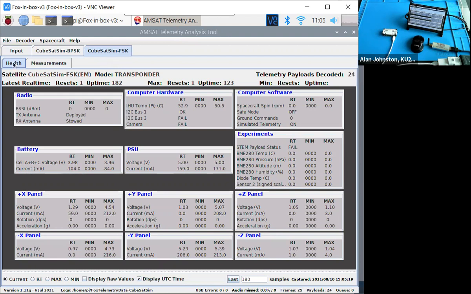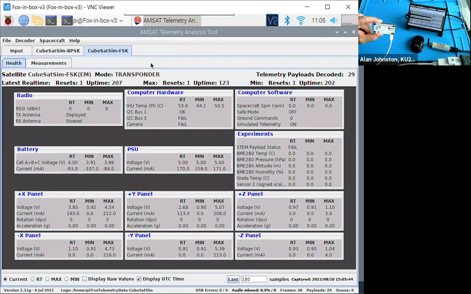And it comes up into the health tab here. This is what's known as housekeeping telemetry. So it's just giving you the general status of the CubeSat, and also the status of any experiments that might be running on it. Now keep in mind that of course all this is just simulated telemetry, right?